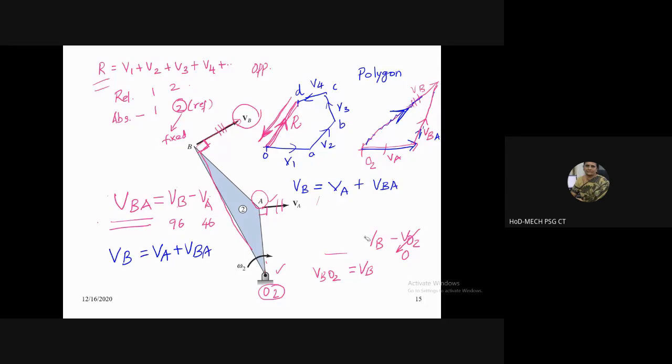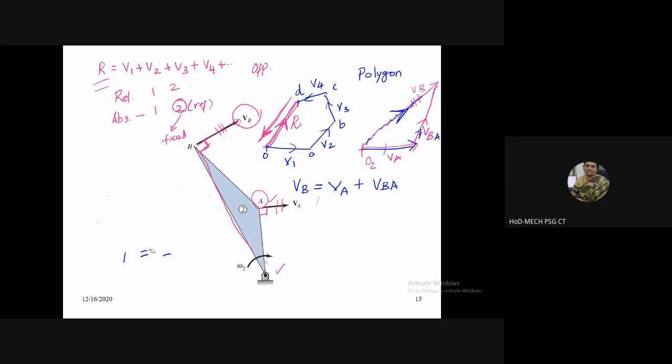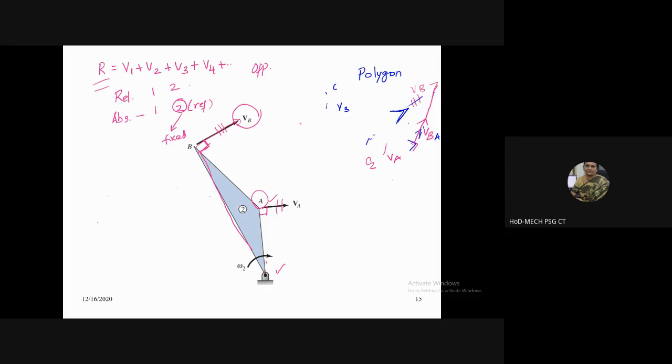So with this vector manipulation, graphical method, we will be making use of velocity polygons, the graphical method, to carry out velocity analysis. Velocity analysis of mechanisms, simple mechanisms, through the graphical method. This method is called the relative velocity method. There are other methods as well, but we will be solving through the relative velocity method initially.